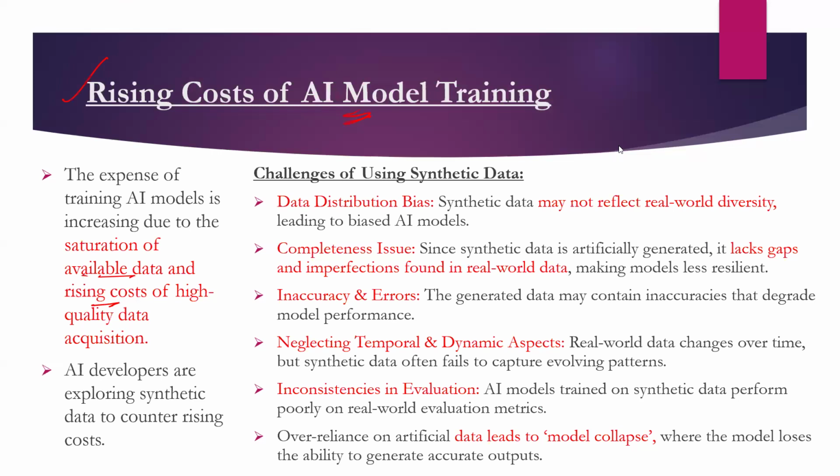Now currently, what has been observed is that they are using synthetic data for AI model training. Synthetic data is basically artificial data. Now, what are the problems associated with artificial data? You're simply generating data, but in a currently imperfect world, the data sets would be highly imperfect, right? So that could be a major challenge. There is a completeness issue there. There can be inaccuracies associated with it. There can be inconsistencies also in the evaluation. And all of this leads to model collapse. If there is high reliance on synthetic data, there could be model collapse. So focus on that aspect.